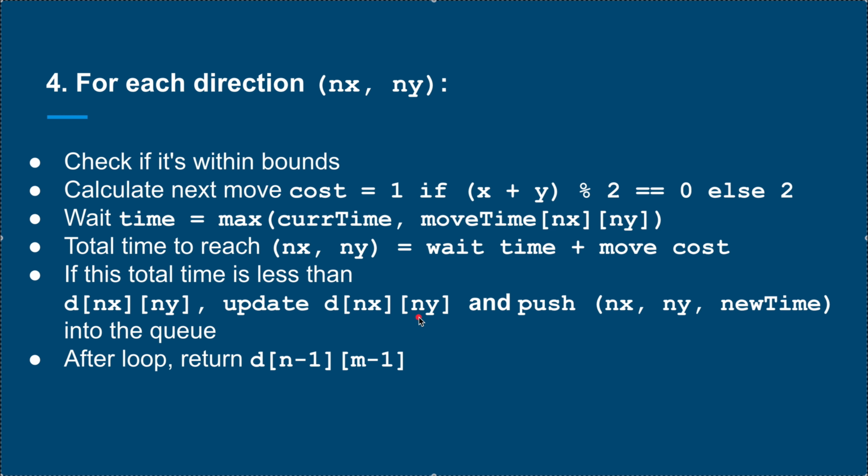So we'll go for the next cell, and from the next cell we will calculate again. We will calculate this etc. After looping, we will return d[n-1][m-1]. So these are the steps that we are going to do. I'll show you the code for how to implement it, and then I will show you the final code.